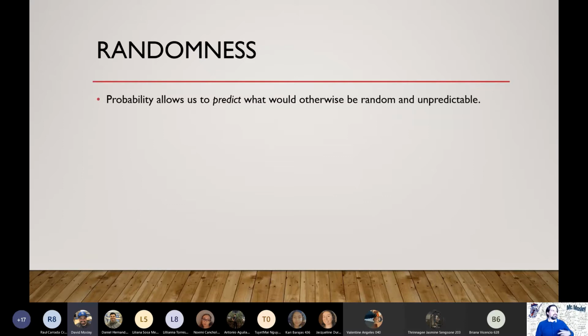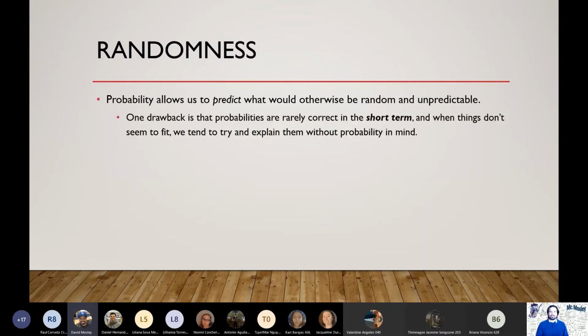Probability allows us to predict what would otherwise be random and unpredictable. Things that may appear to be random might over time develop a pattern. And if they do, probability can help us explain that pattern, or just see what the pattern is. One drawback is that probabilities are rarely correct in the short term. And when things don't seem to fit, we tend to try to explain them without probability in mind.